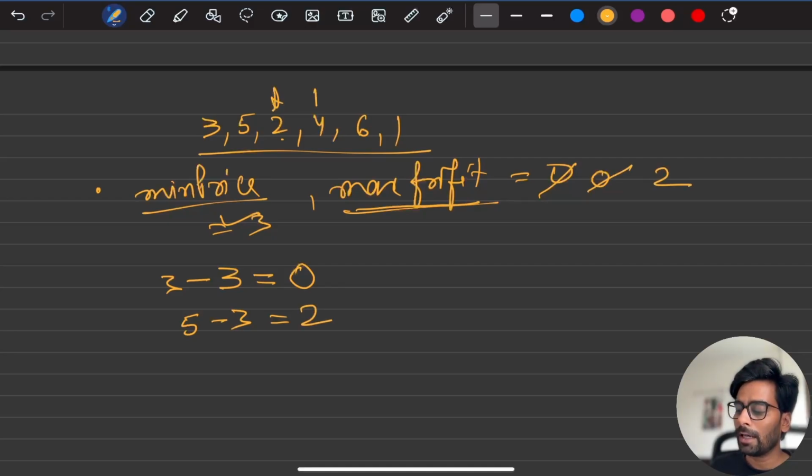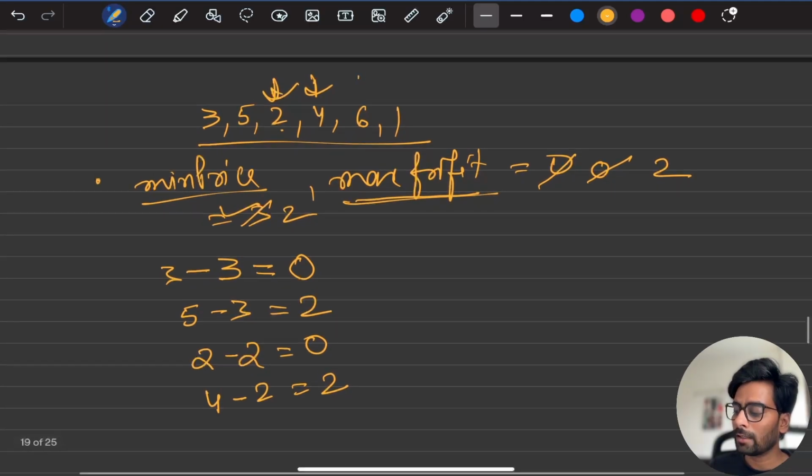Now we are at 2. So we got a new minimum price. So now our minimum price got updated to 2, right? So now if I sell on the same day, 2 minus 2 is 0, which is less than the previous maximum profit. So we'll go on. Now we are at 4. So if we sell at 4 and the minimum value we have is 2, the profit we are getting is 2, which is already there. So we'll not update it.